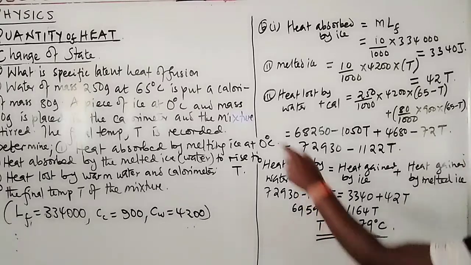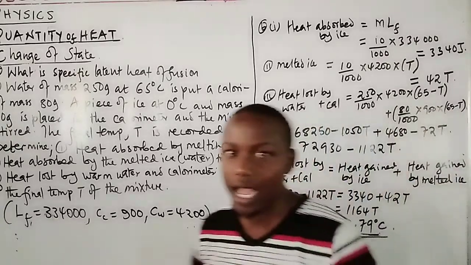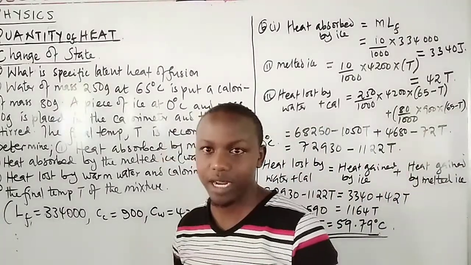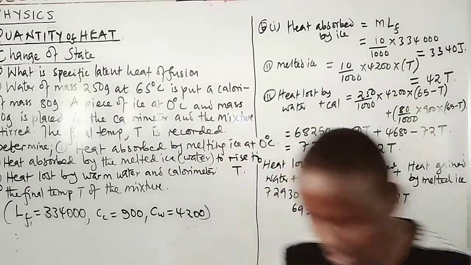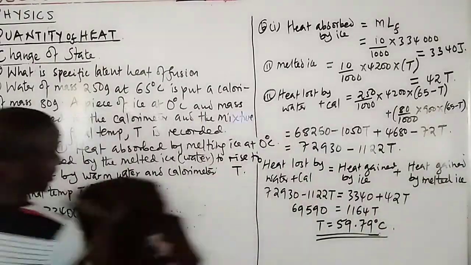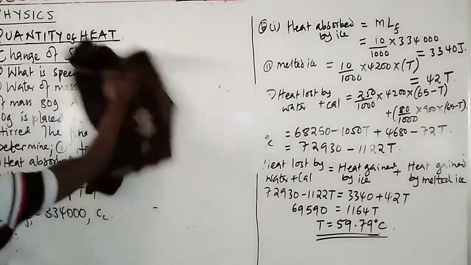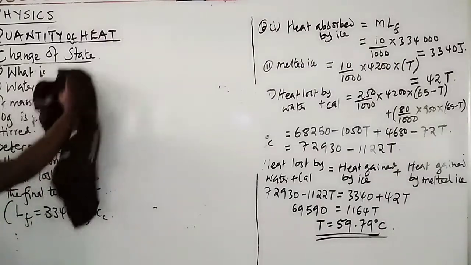So calorimeter and water have dropped from 65 to this temperature. Ice has melted first of all and then increased in temperature until it came to 59.79. So that is it. I can very fast bring another question to you. So we can have another question still on the same topic, because I will not again stand before you for the same topic. So we can have a question now to climax all these things.